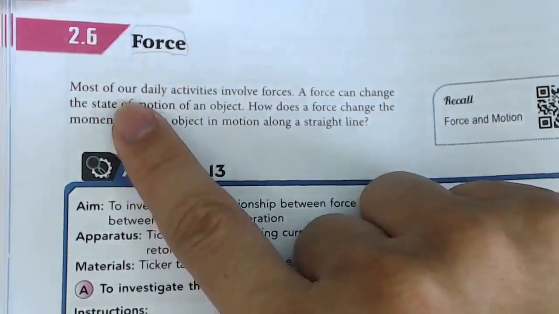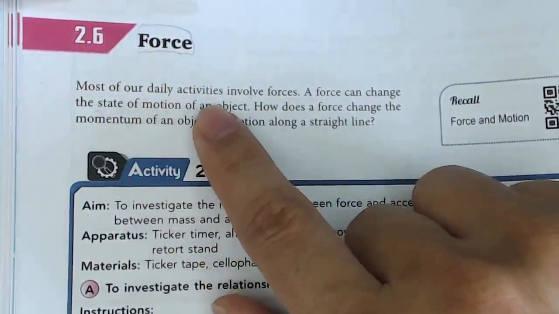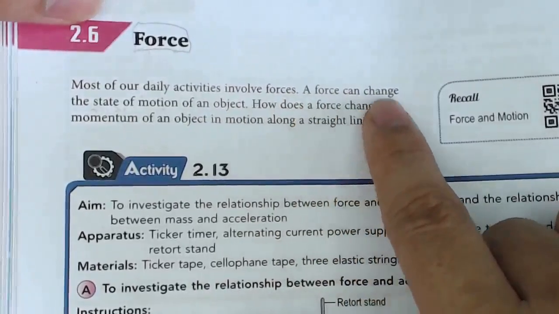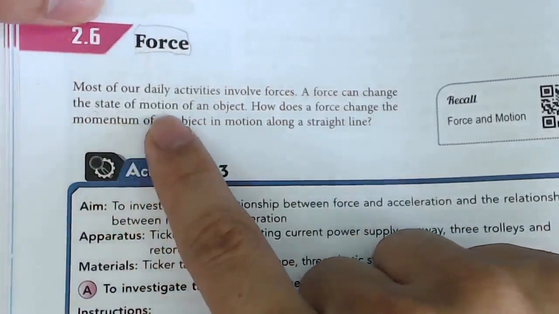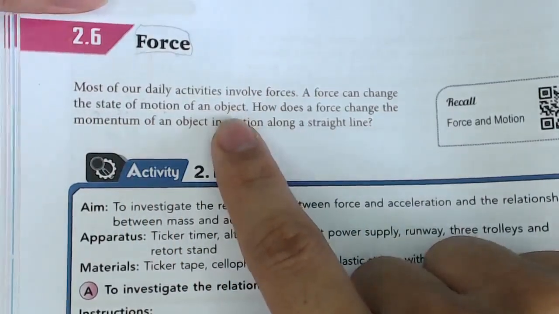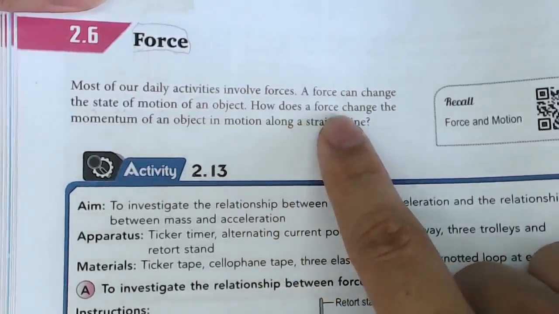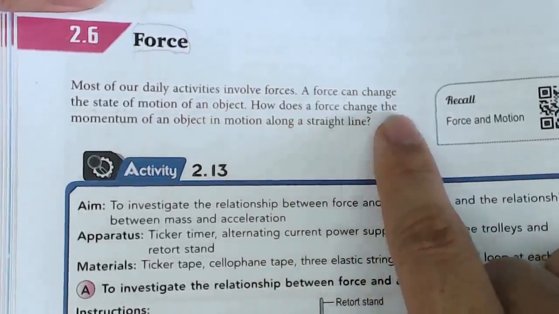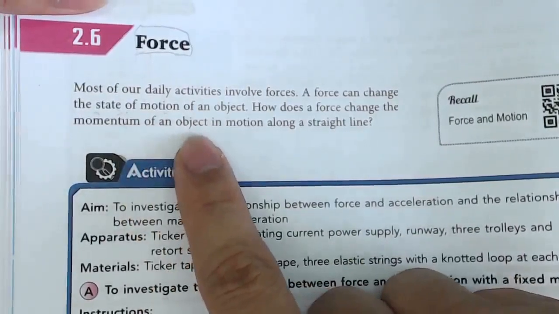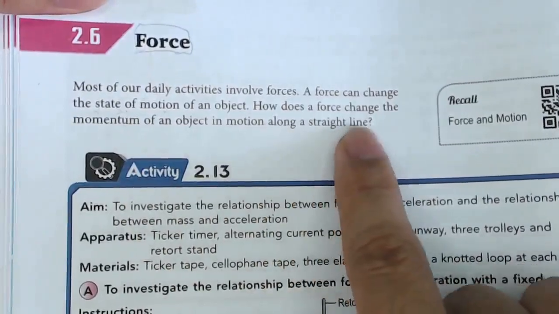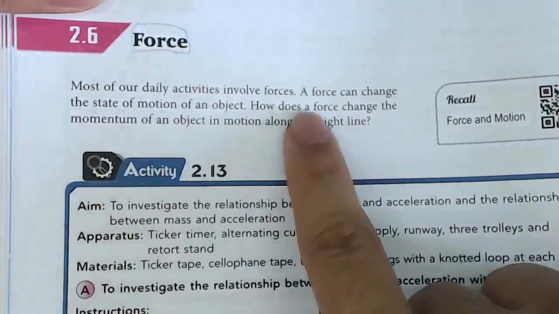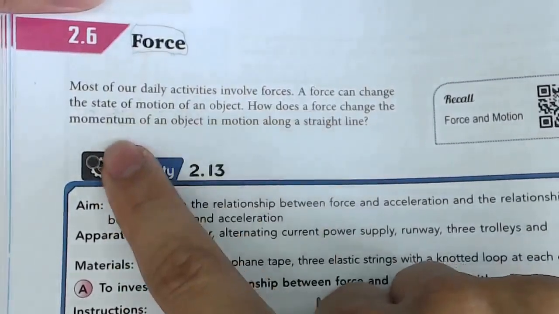Okay, let's read this. Most of our daily activities involve forces. A force can change the state of motion of an object. Okay, correct? How does a force change the momentum of an object in motion along a straight line? Do you understand this one? How does a force change the momentum? Can force change the momentum?